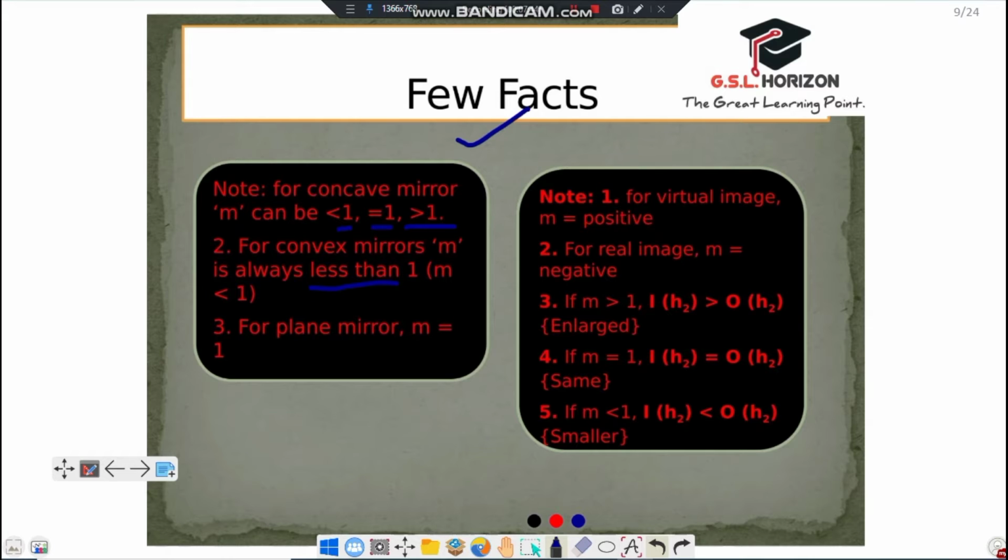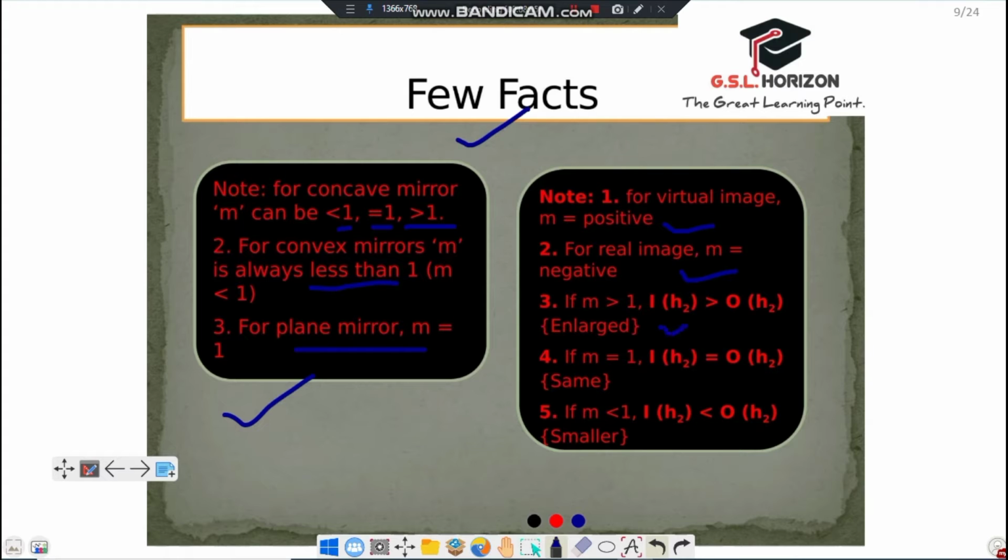Guys, the third point is that for a plane mirror, m is always equal to 1. We should also note that for a virtual image, m is positive, and for a real image, m is negative.